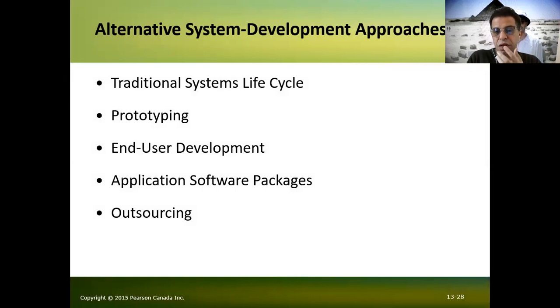The alternative system design and development approaches are: the traditional system life cycle, like the waterfall, which we will talk about more in the next class; prototyping, where you make a small application, a prototype or proof of concept; end-user development, where you start from what the end user wants to see and then develop; application software packages, and there are so many of them, IBM, Oracle, SAP, Microsoft; or you can do outsourcing for system development.